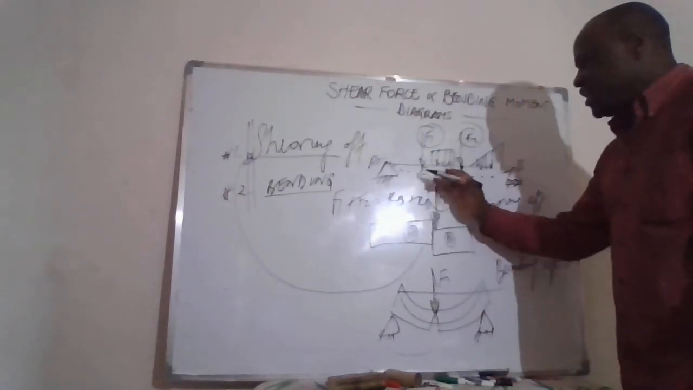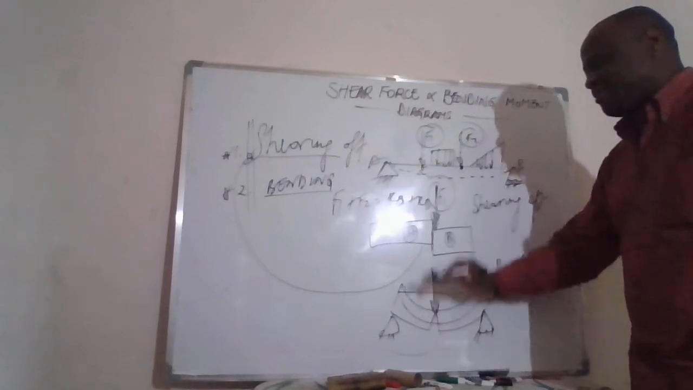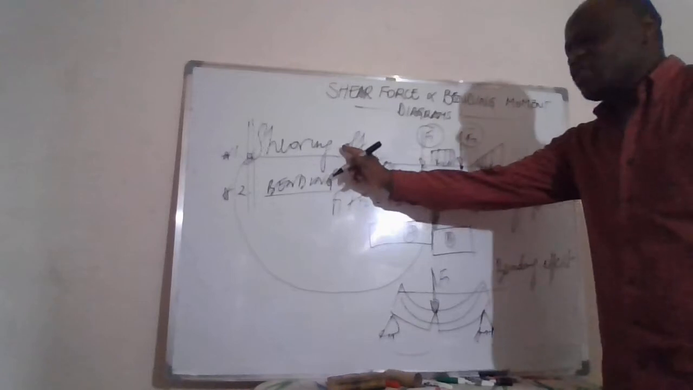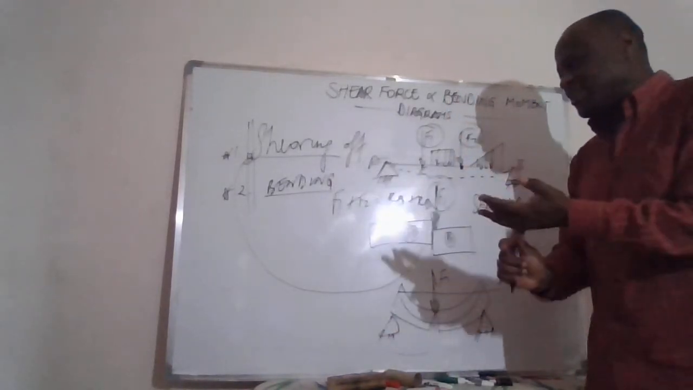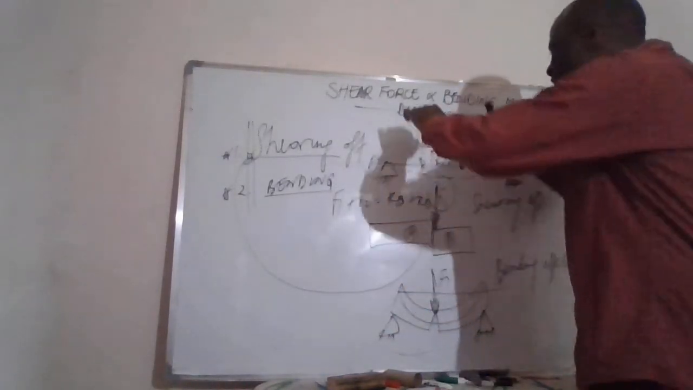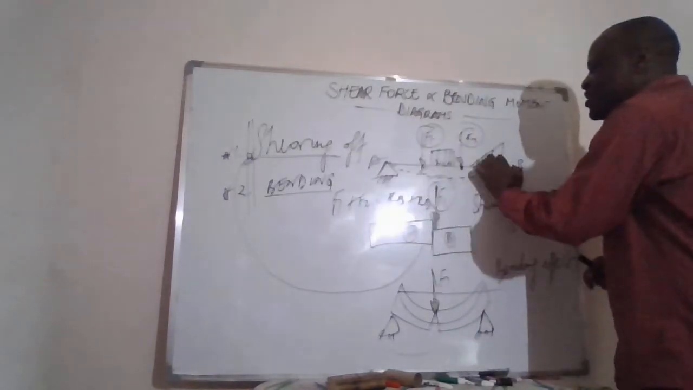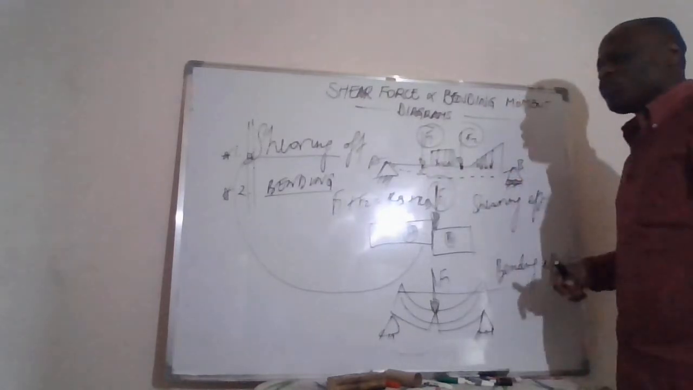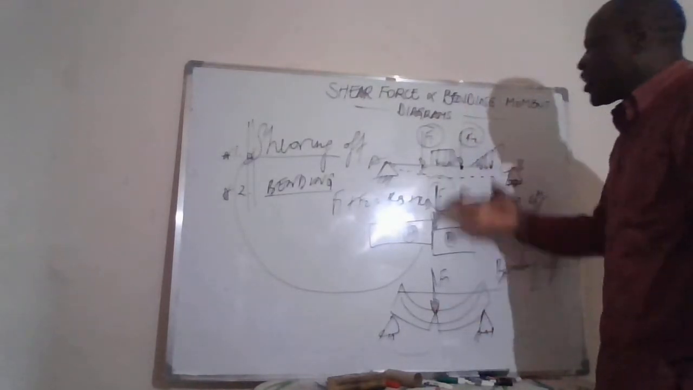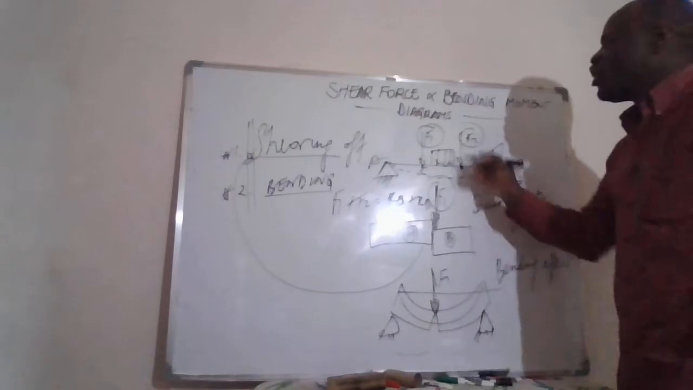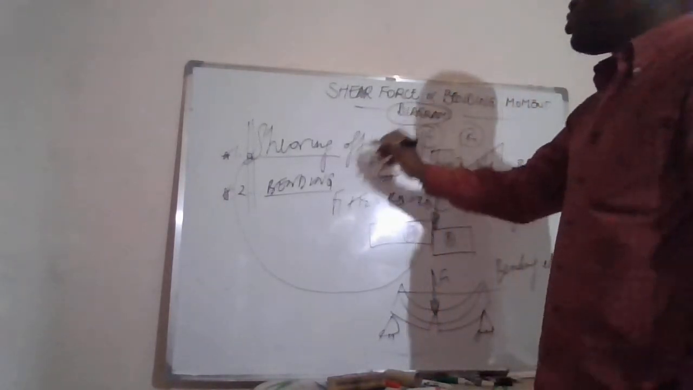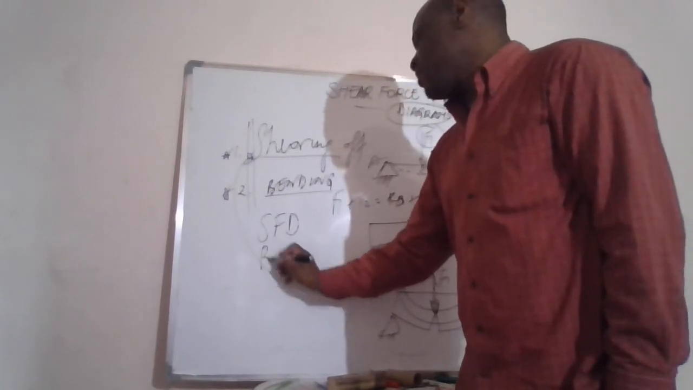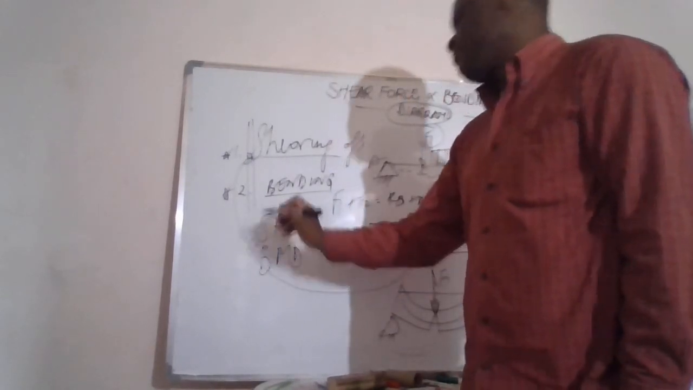Now, how do we evaluate the extent of these two effects? The extent of these two effects of bending or shearing when a beam is subjected to load, be it a point load or a distributed load. To define this extent, we need to draw what we call the shear force diagram and the bending moment diagram.